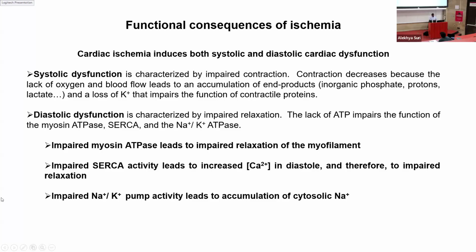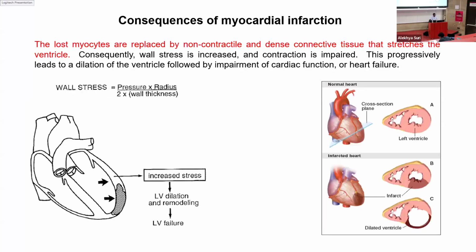Then the sodium potassium pump activity is also reduced, so that will result in the accumulation of cytosolic sodium. The pump cannot take the sodium out. If there is more sodium inside, the cell will be in a depolarized state. It's not going to repolarize. So that's going to impact muscle relaxation. So in an ischemic condition, therefore, you will see systolic dysfunction and diastolic dysfunction.